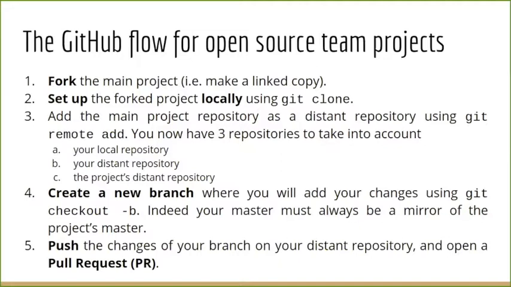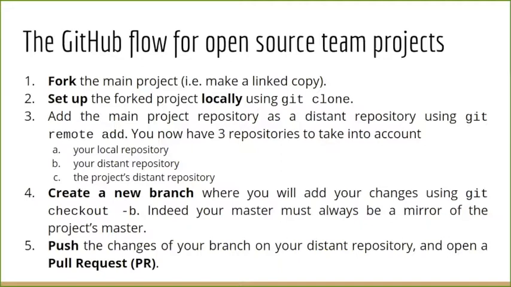And now you have 3 different kinds of repositories to take into account. So you have your local repository, which is the code on your machine. You have your distant repository, which is the forked version of the repository, but in the cloud. And then you have the project's distant repository, which is the original project repository, and it's also in the cloud.